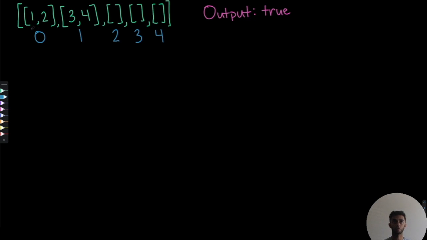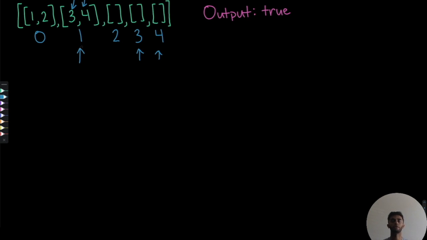Each of these subarrays that you can see, like this one containing 1 and 2, or this one containing 3 and 4, contain keys. So these numbers here are keys. They tell you what room you can access from the current room. So if you're currently in room 1, you can access rooms 3 and 4 because you have their keys present in room 1.